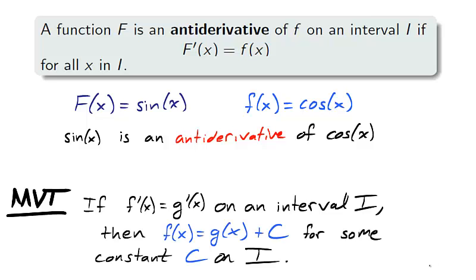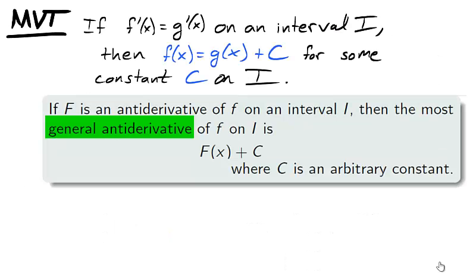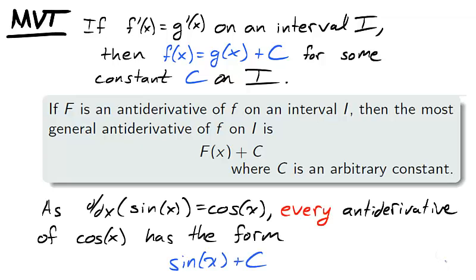In section 3.2, the mean value theorem was used to show that two functions with equal derivatives were the same up to a constant. This leads us to the definition of a general antiderivative. Once you find an antiderivative, big F for little f, then every antiderivative will be of the form big F plus c, where c is any constant. Now because the derivative of sine is cosine, every antiderivative of cosine has the form sine x plus c.